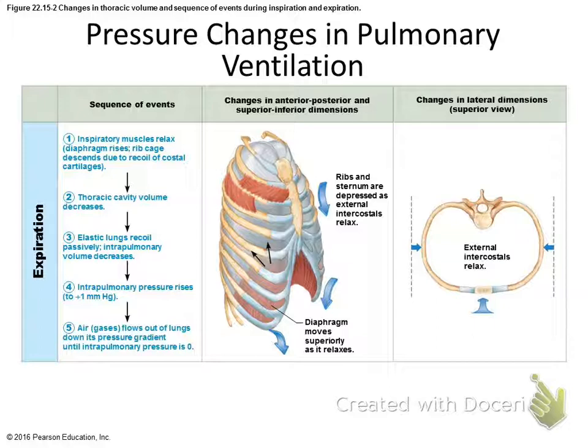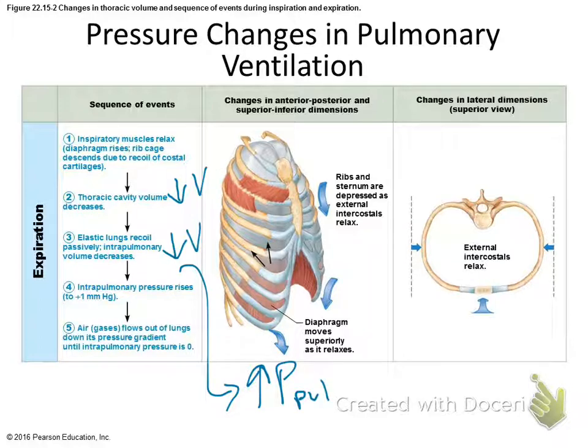It's going to decrease the volume of the thoracic cavity. And if we decrease that volume, what are the lungs going to do? Yeah, they're going to recoil and their size is going to decrease, so their volume decreases as well. And if their volume decreases, what happens to pressure? We see an increase in which pressure? In the intrapulmonary pressure. Good.